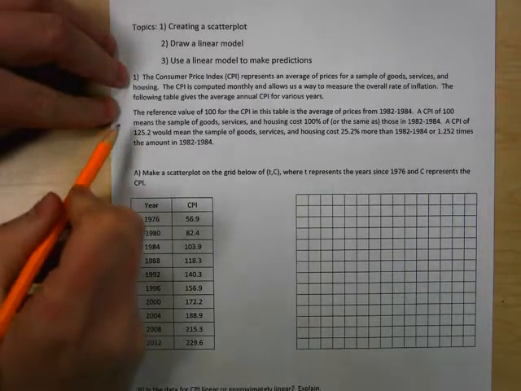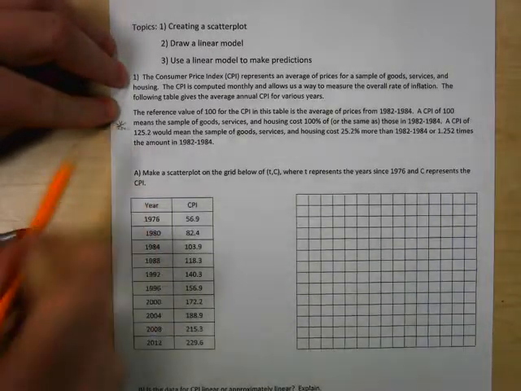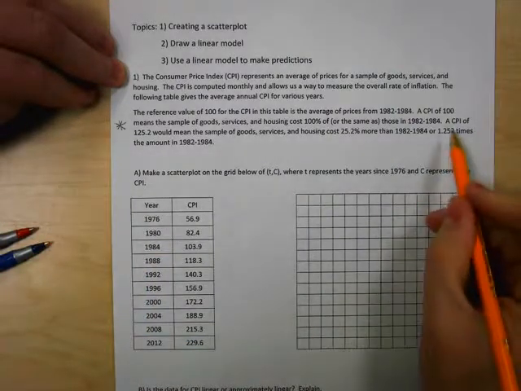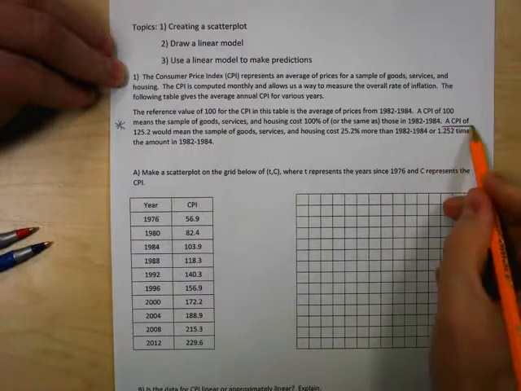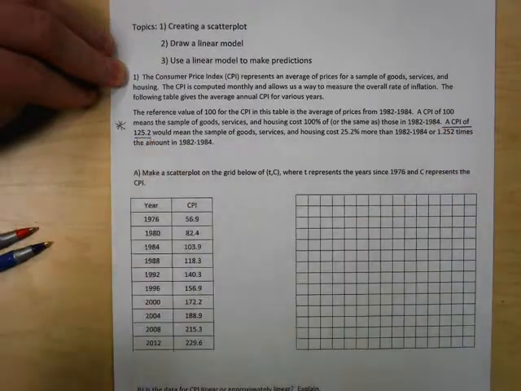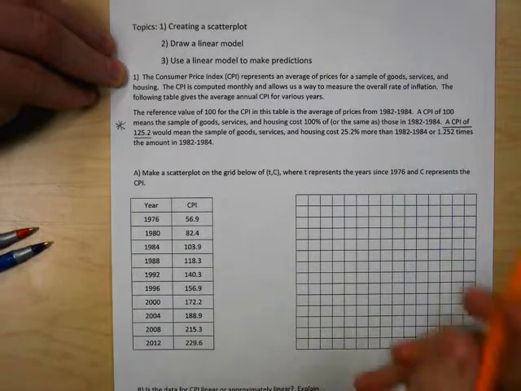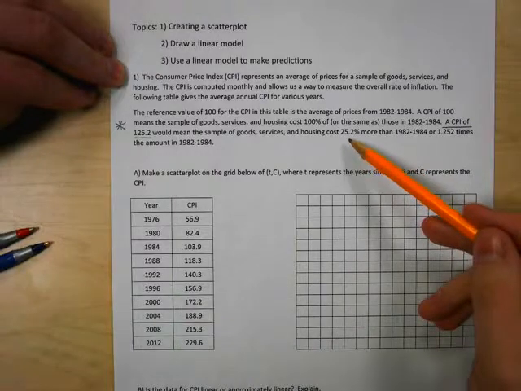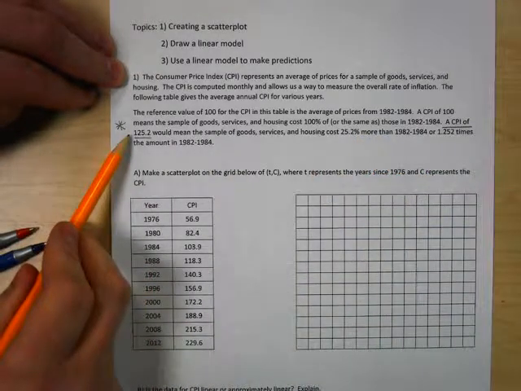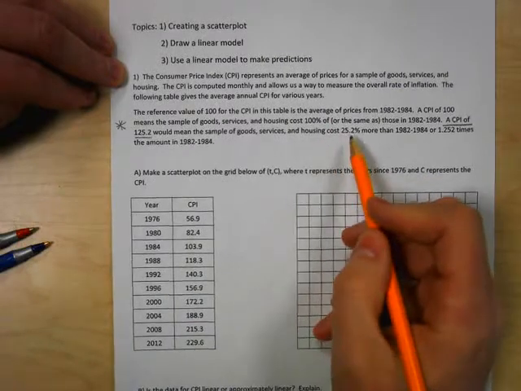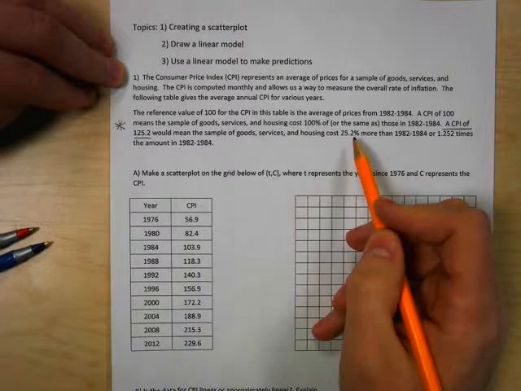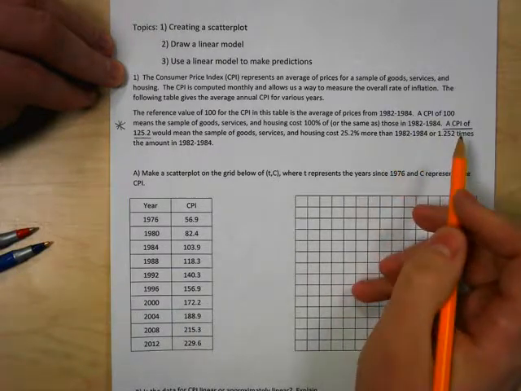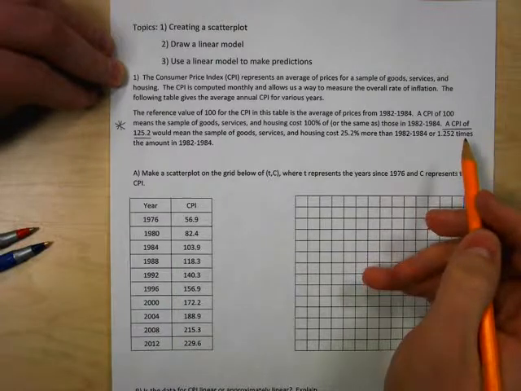Okay, and when you look at this section right here, what this is basically saying is that when you look at the CPI of 125.2, that would mean that all those goods, services, and housing, whatever year we're looking at, where the CPI was 125.2, whatever year that was would be 25.2% more expensive than that baseline in 1982 to 1984. Okay, so that's how you interpret what these numbers actually mean.